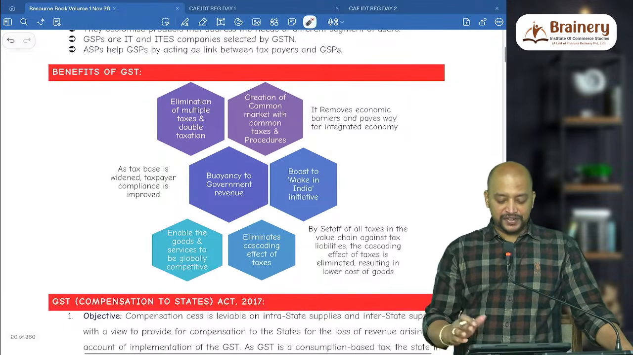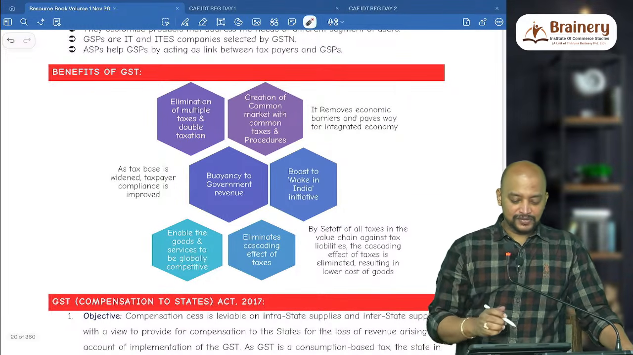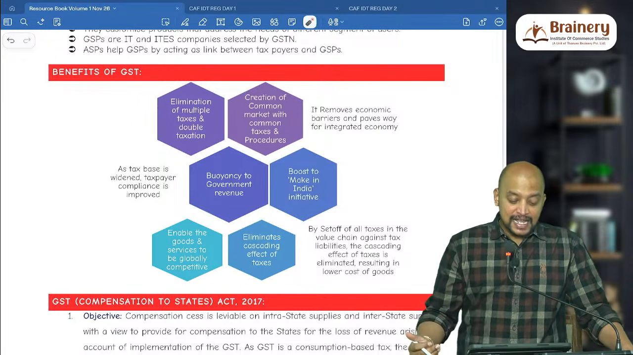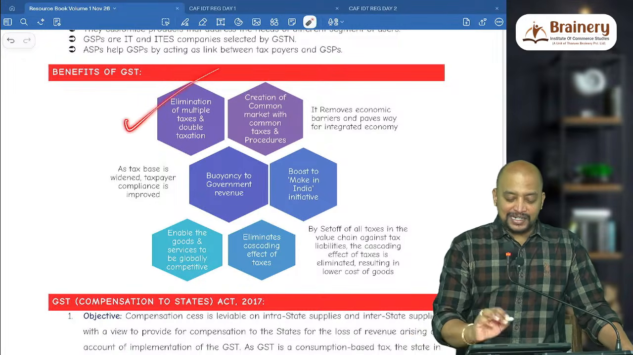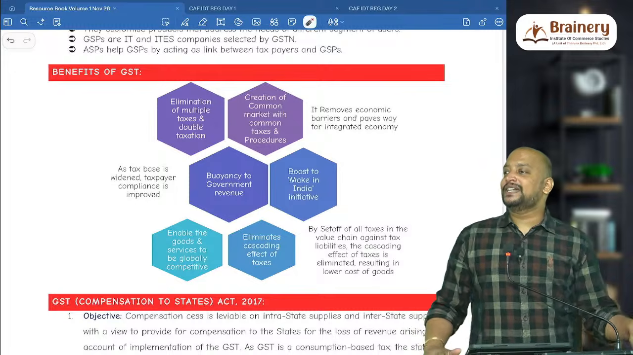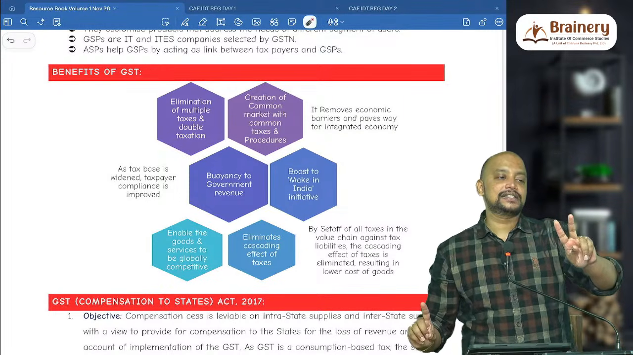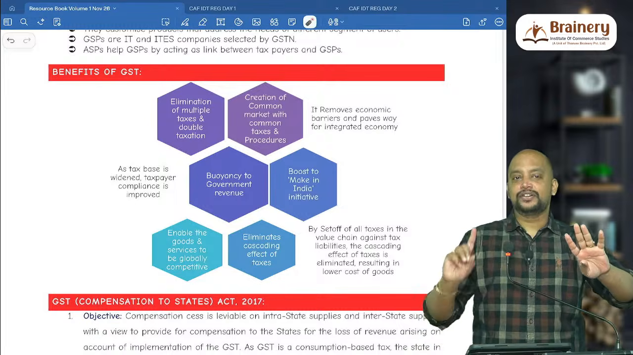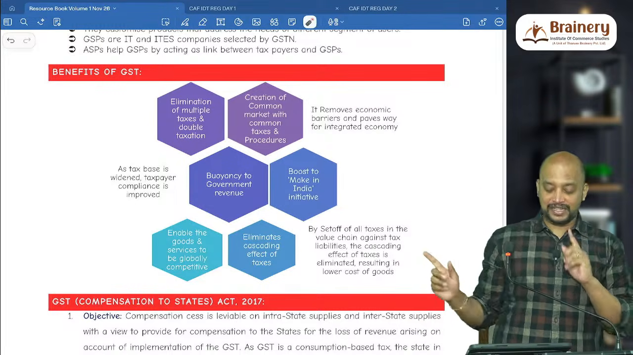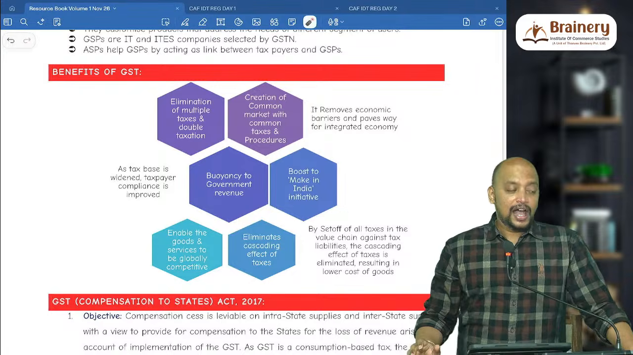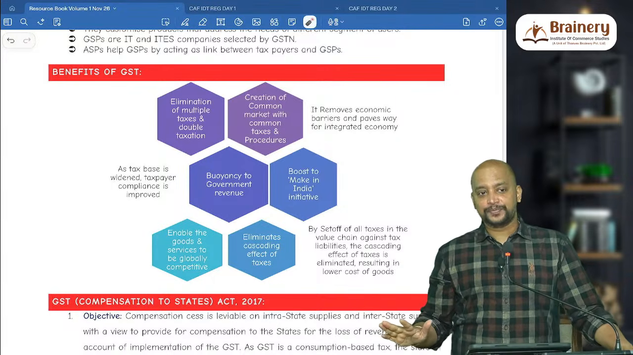Then benefits of GST. None of this you will feel satisfied with, but we have to read. Elimination of multiple taxes and double taxation. So multiple tax is not there, there is only single tax. CGST, SGST, UTGST, IGST, no, single tax, forget it. But they are telling us no, multiple taxes are not there, single tax only. And there is no double taxation.